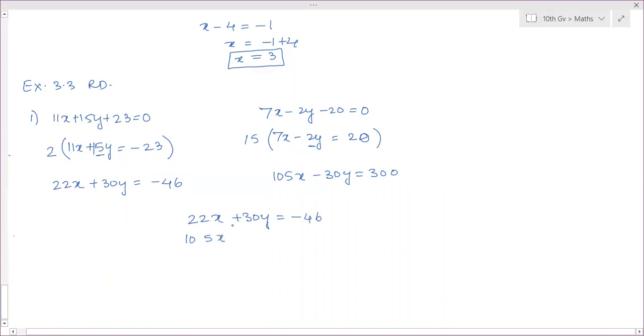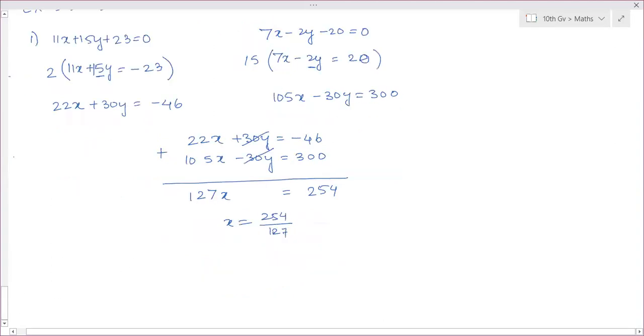You can use either equation first; the order doesn't matter. If you write the second equation first and then the first equation, there's no problem. Now here plus 30 and minus 30, opposite signs are there, so what do we have to do, addition or subtraction? Addition. So no sign change. The 30 and minus 30 cancel. So 22 plus 105 is 127x is equal to 300 minus 46, which is 254. So x is equal to 254 by 127. 127 twos are 254. So x is equal to 2.